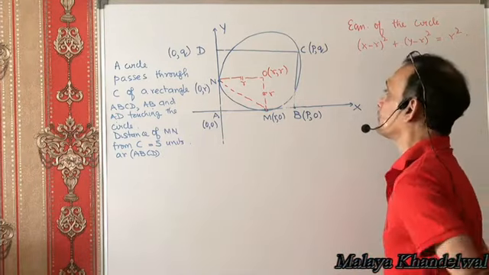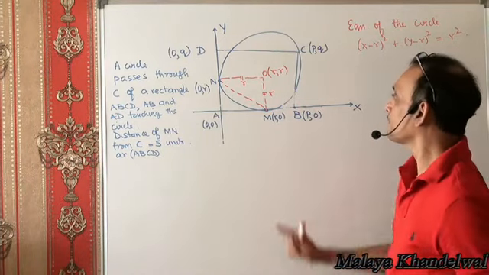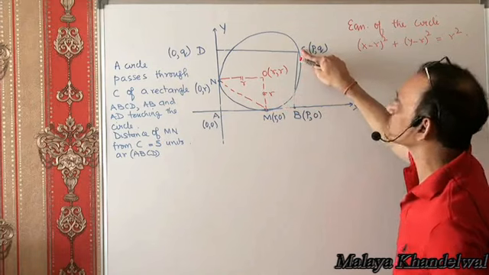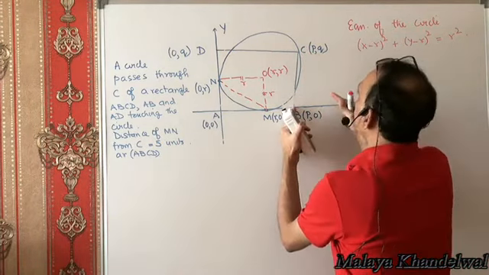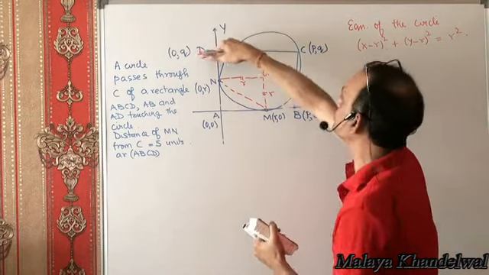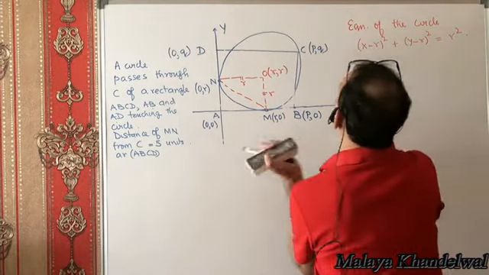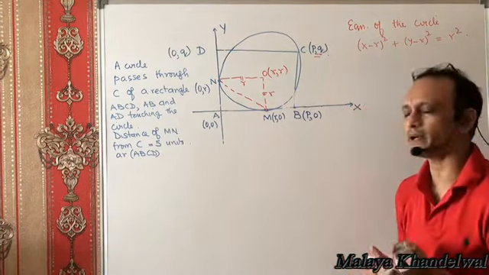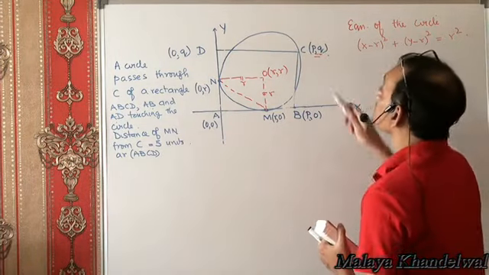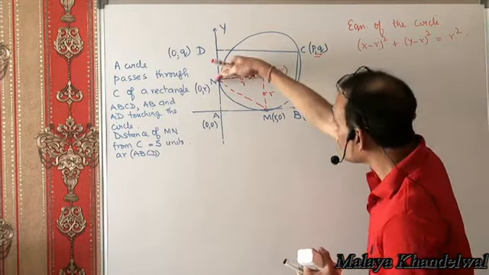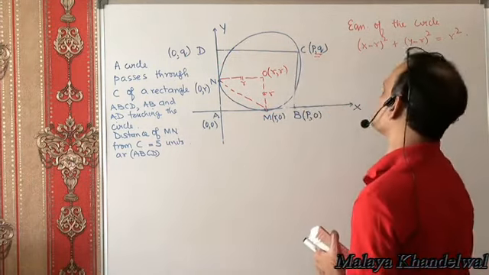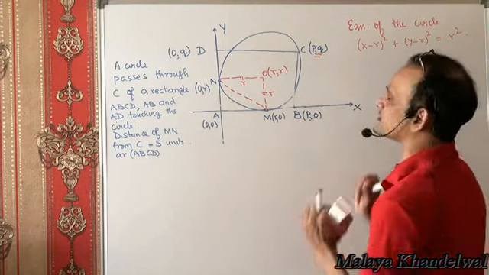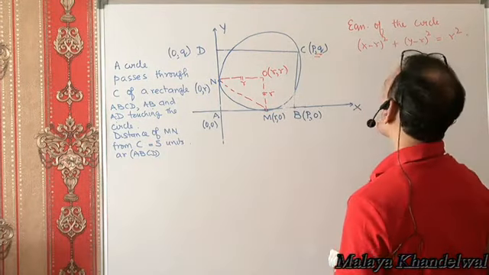Now, what is it that we have? We have the distance of MN from C. Now B we refer to as (P, 0) and D we refer to as (0, Q). So the point C would be (P, Q), right? And what's given is that the distance of (P, Q) from MN is 5 units. We want to find the area of the rectangle ABCD. Now we have things in place, right?